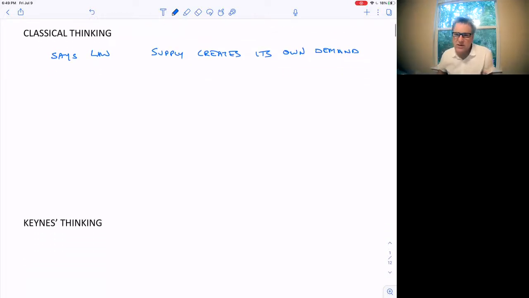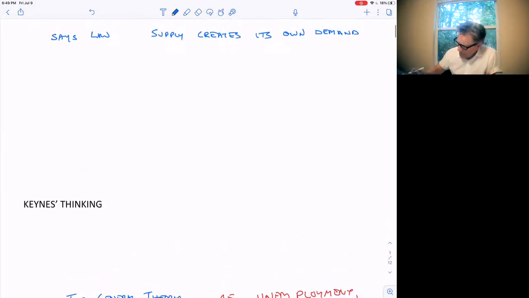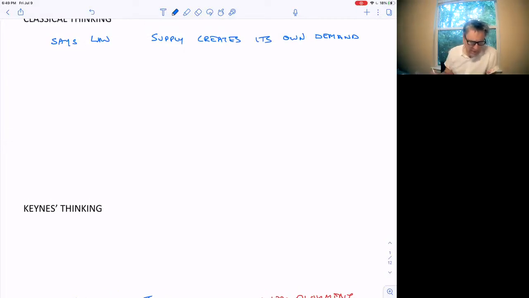Now, Keynes's thinking was quite a bit different. He came up with his ideas during the Depression in the 1930s. And he said the problem is that there's a lack of demand in the economy. That's the problem. People just aren't buying enough goods and services.